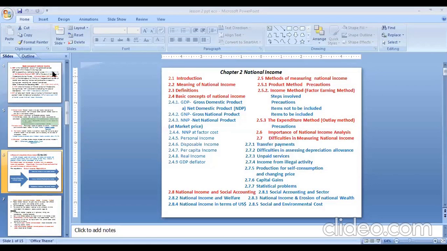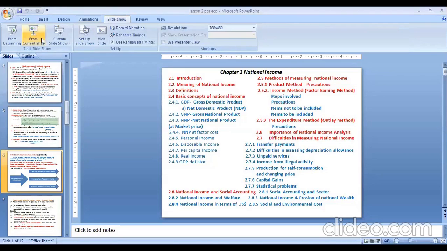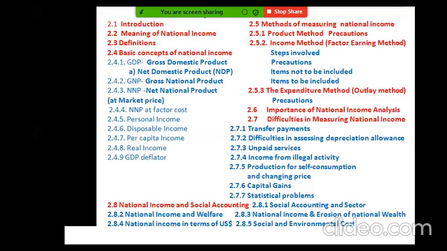Morning, students. Today we are going to see the second lesson. The name of the lesson is national income. In this slide, the topics and the various subtopics discussed in the lesson are available. First one is introduction, meaning of national income, definitions, basic concepts of national income.